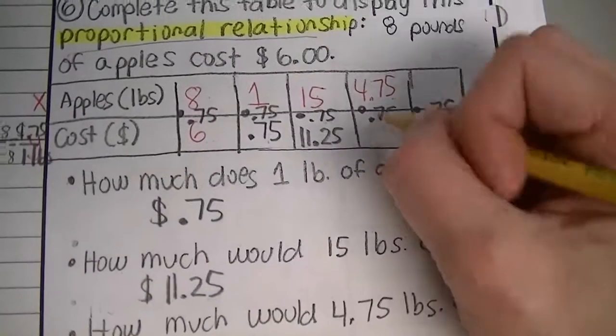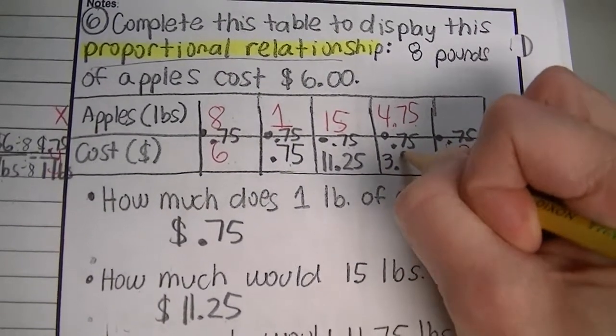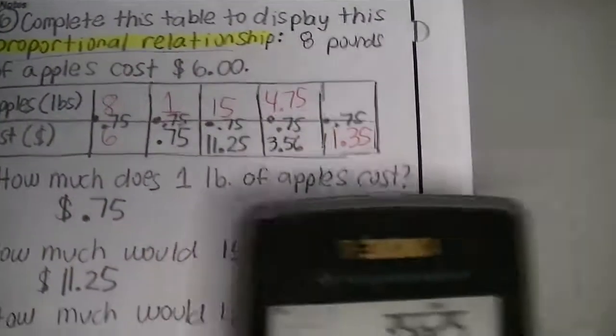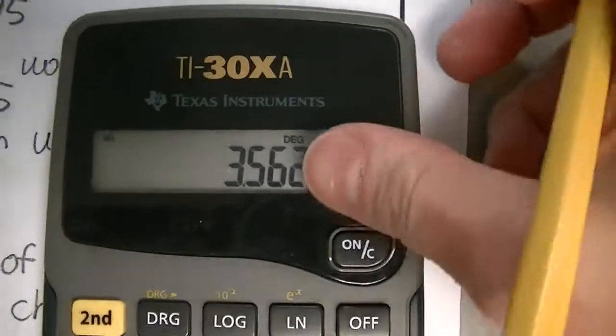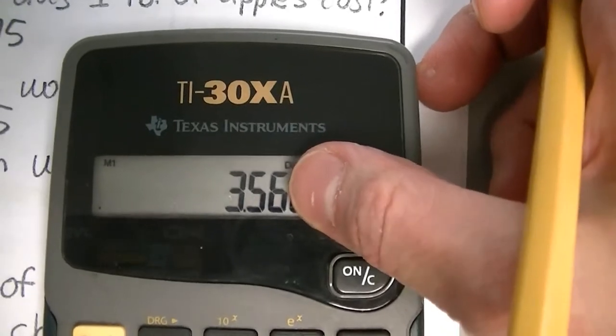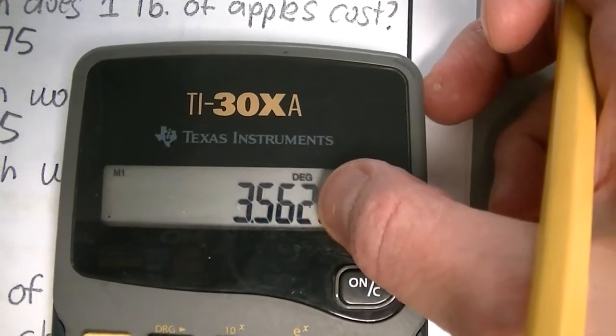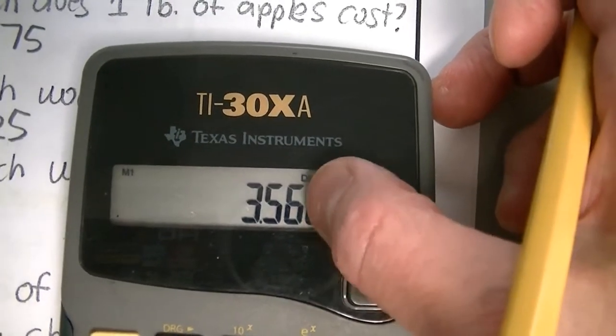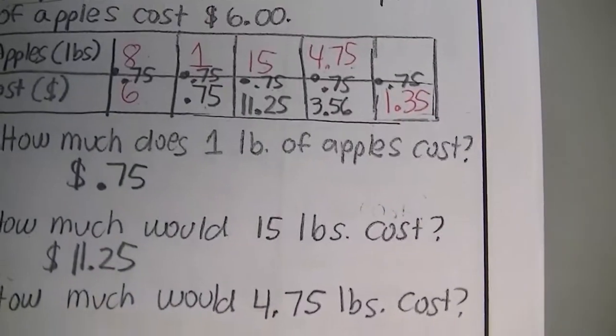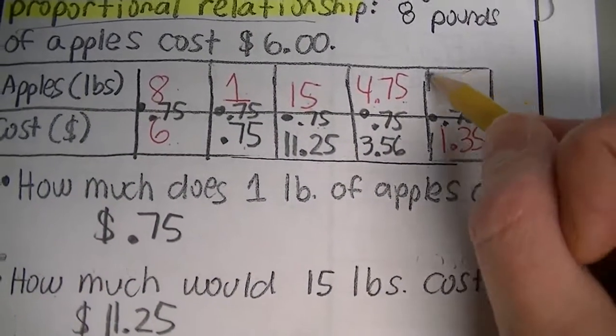Okay, and I got $3.56. Look at my calculator. This was what I got. Rounding it to the nearest hundredth is right there. So if you look in the thousandths place, that number is not 5 or above, so that 6 remains a 6. $3.56, okay?